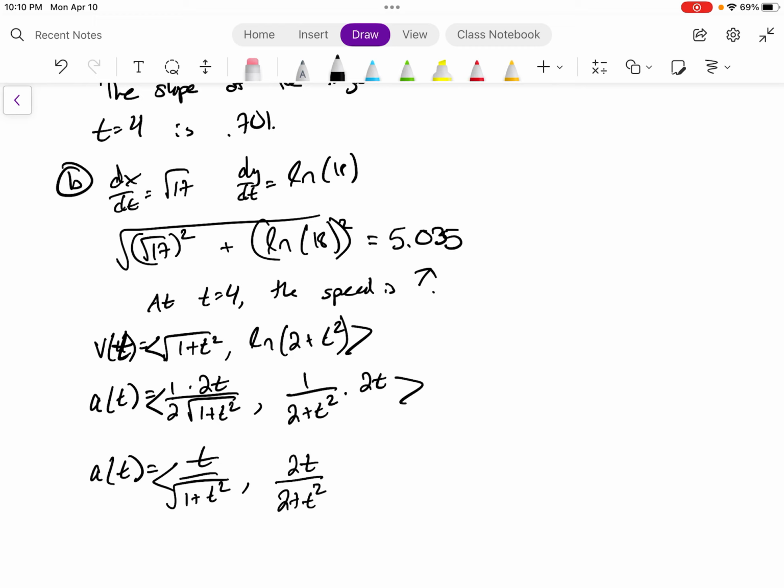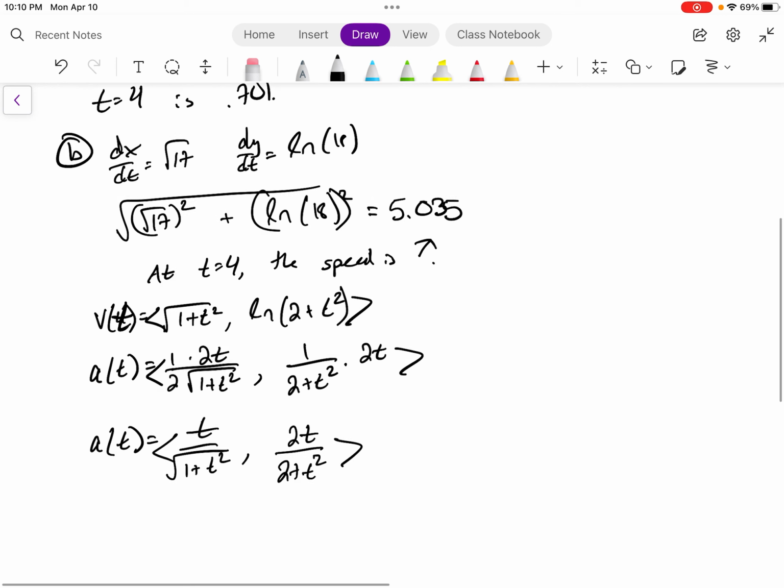All right, and that would be my generic guy. And then we would want to do this at 4. So at 4, this guy's really 4 over, what is that, root 17? And this guy is, what is that? That's 8 over 18, right, or 4 over 9, right?